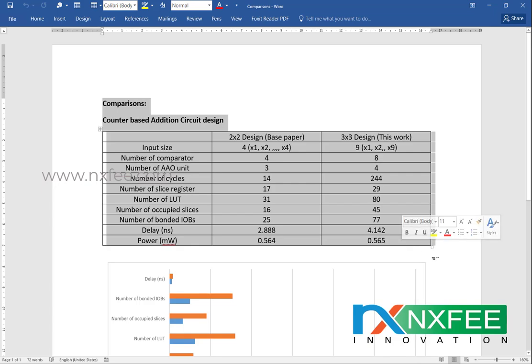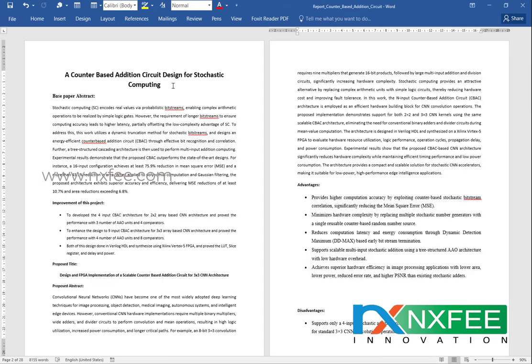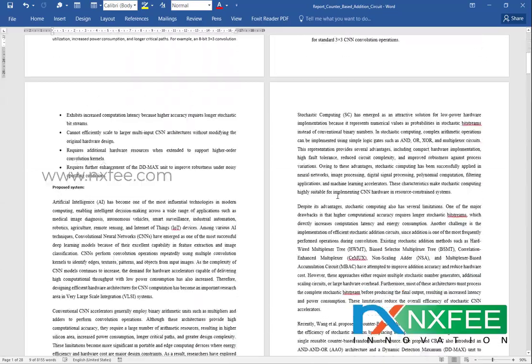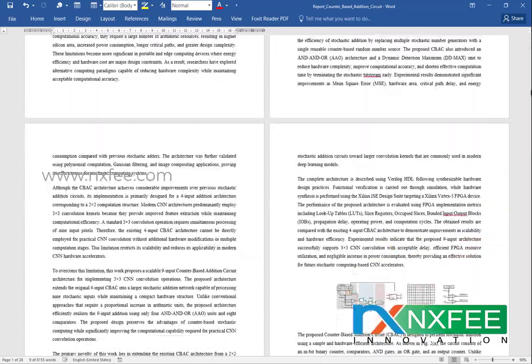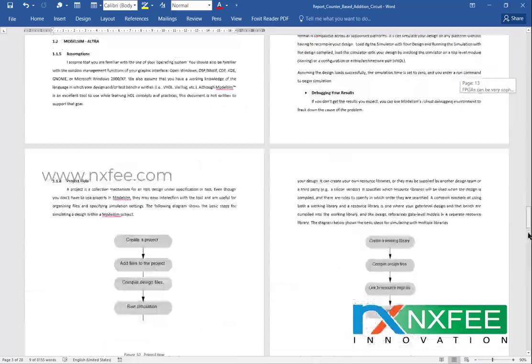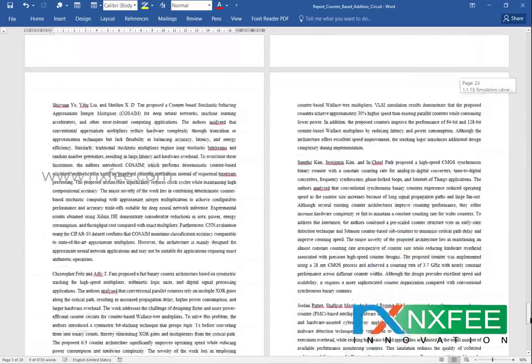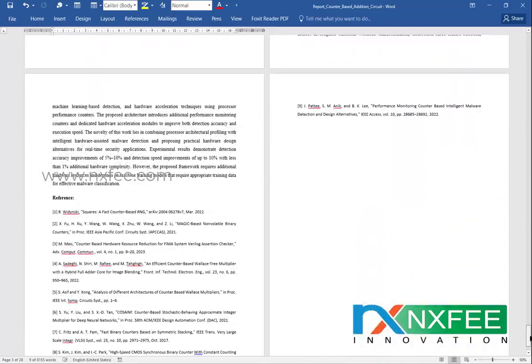This is a comparison, and we have created an abstract document for this project. It contains the title, base paper, improvement and proposed title, proposed abstract, advantages, disadvantages, proposed system, and related notes, along with the literature survey and references.